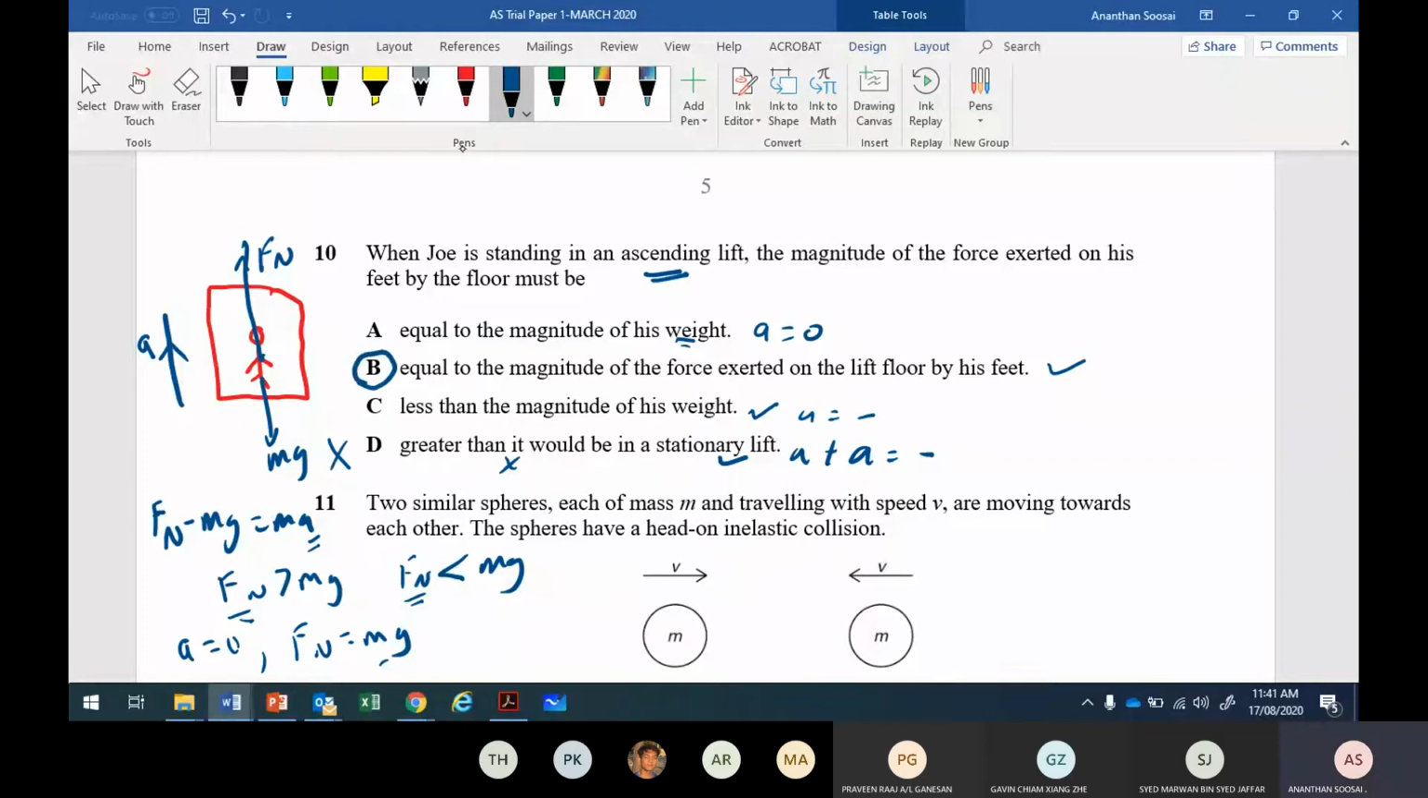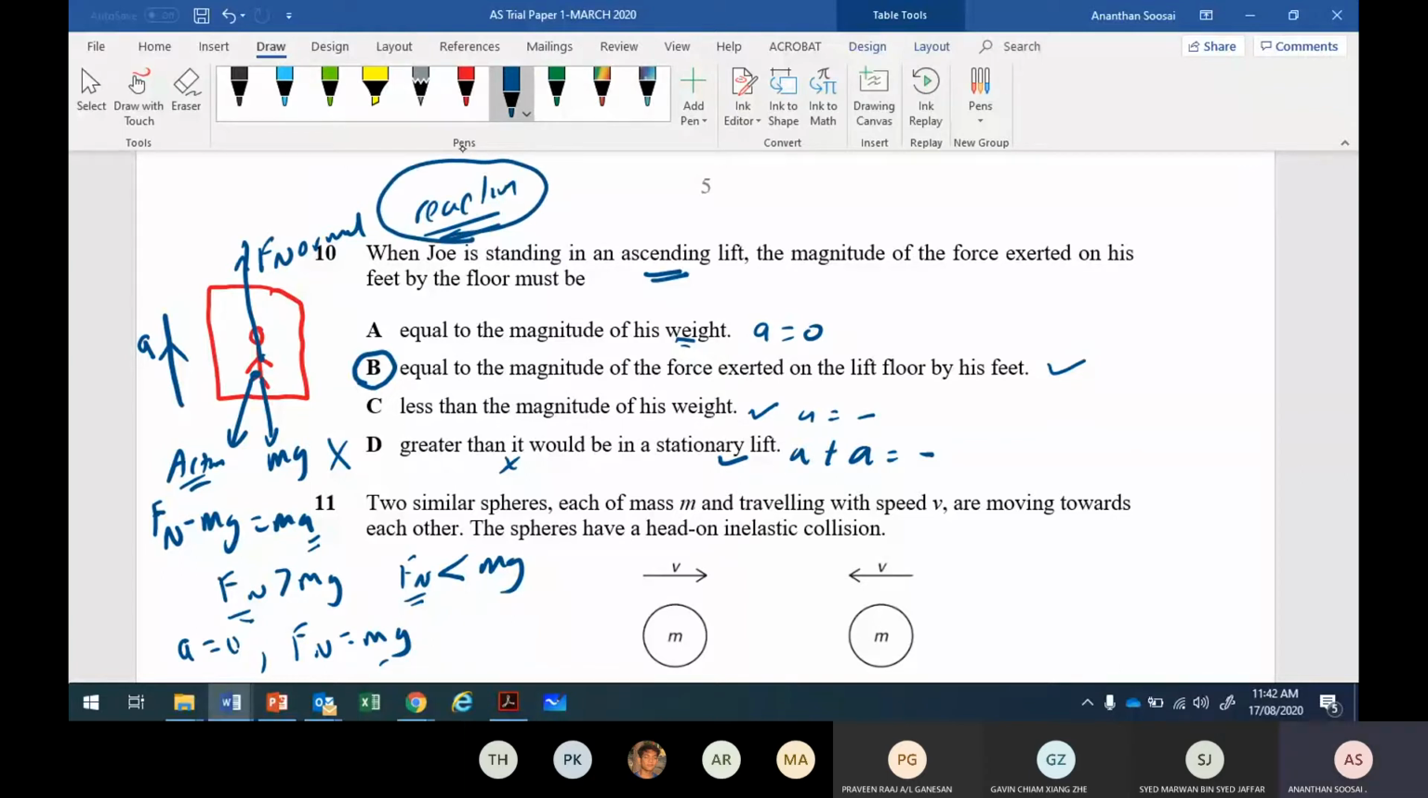Equal to the magnitude of the force exerted on the lift floor by his feet. See, this is the normal reaction. Full name is what? Normal reaction. It's a reaction force. But what is the action? The action is the force exerted by the person on the floor. That's the action. So the force exerted by the person on the floor, the action, should be equal to the reaction.